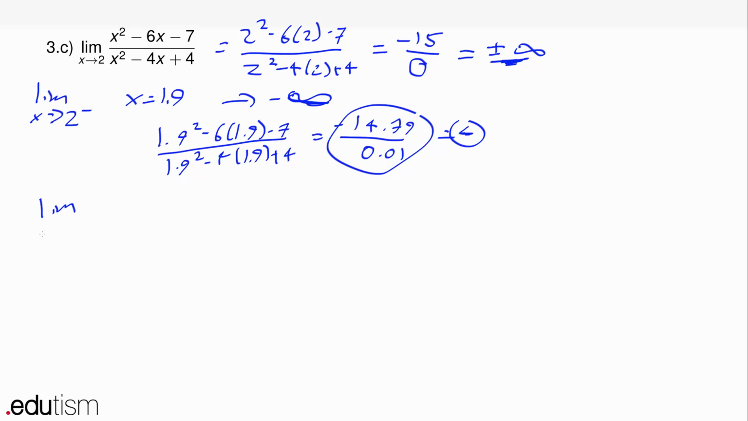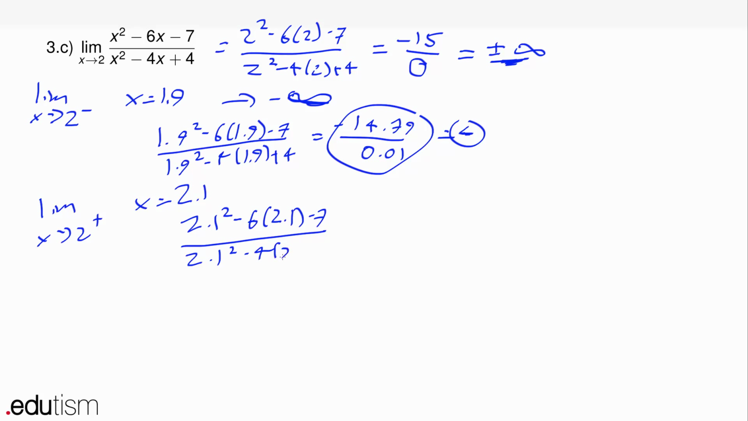Now I'm going to try the limit as x goes to 2 from the right. Here I'm going to plug in something a little bit bigger than 2. Say x equals 2.1. When I do that, I get 2.1 squared minus 6 times 2.1 minus 7 all over 2.1 squared minus 4 times 2.1 plus 4. When I evaluate that, on the top I'll have negative 15.19, and on the bottom I'll have 0.01 again. This also gives you a negative number, so this limit also goes to negative infinity.